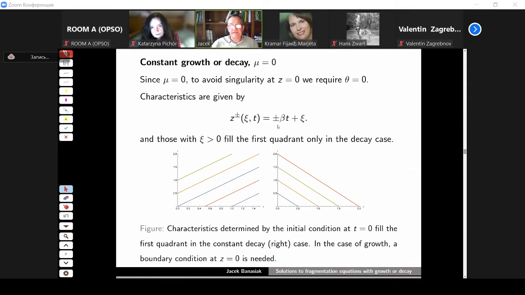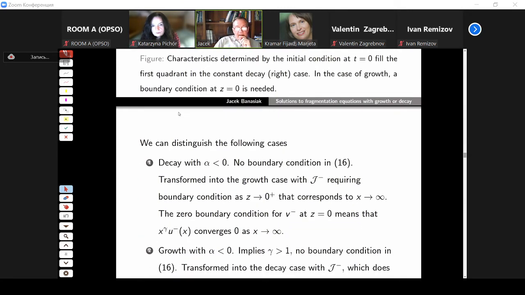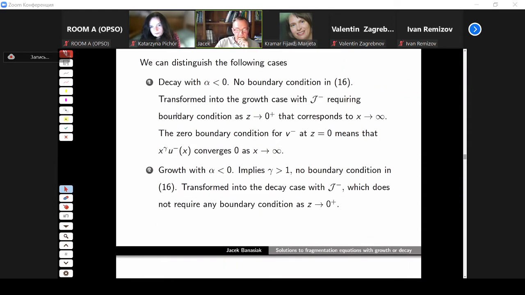In this case, the characteristics are linear functions, but the problem is that if we are dealing with the decay case, the characteristics are like on the right-hand side, so they fill the whole quadrant. But if we look at the characteristics for the growth case, you can see that the characteristics starting from this line are only filling half of the quadrant, and the other characteristics must be somehow determined by boundary conditions, which must be imposed on the system. We impose the boundary condition simply that the solution at z equal to 0 is 0. And there are several cases. I don't want to go into details, but essentially some decay cases become growth cases and so on.